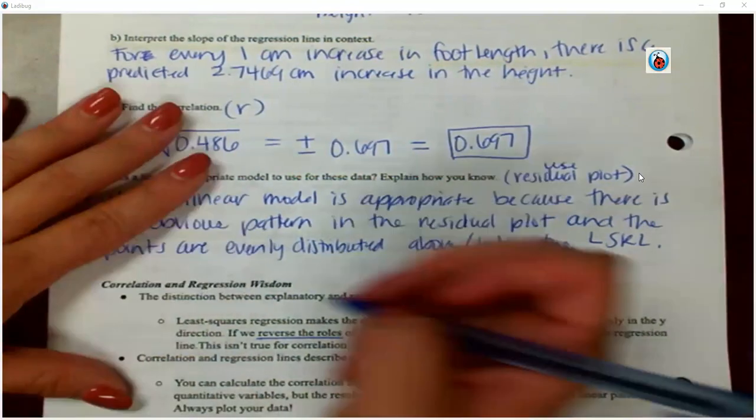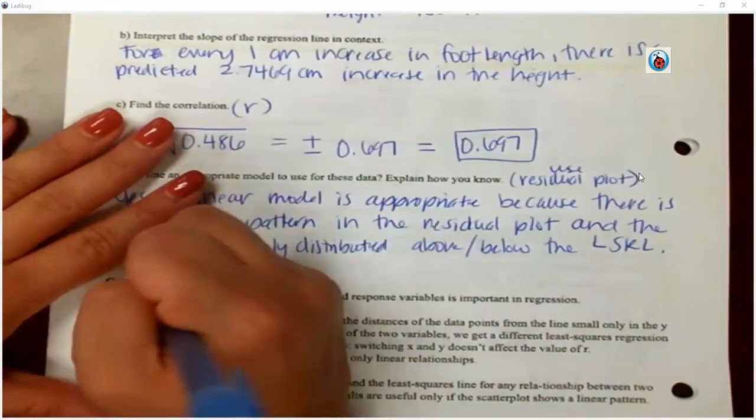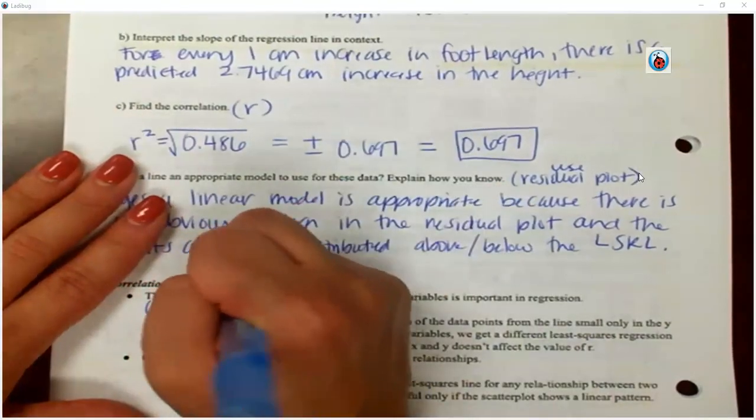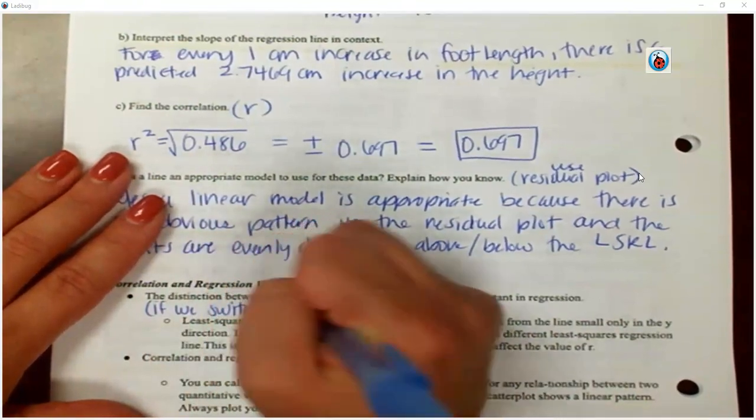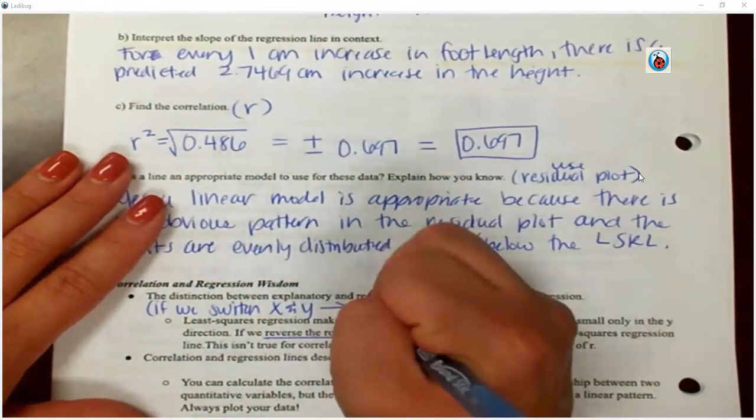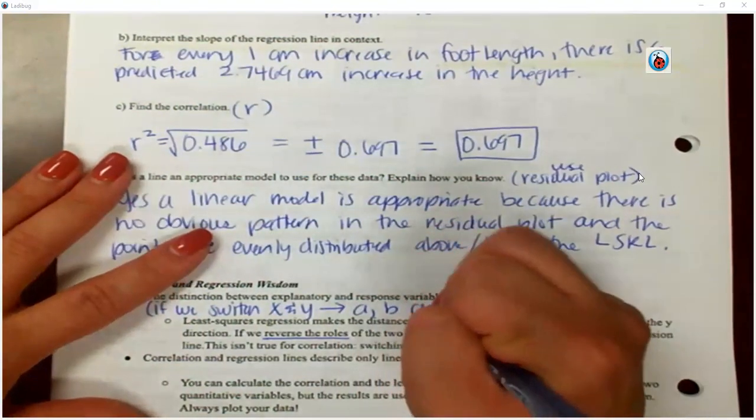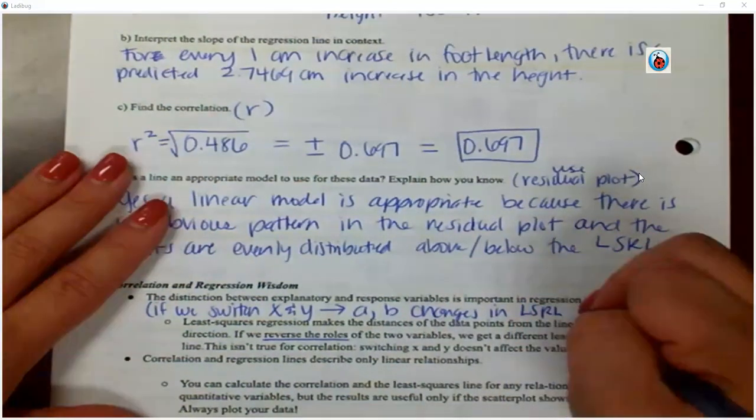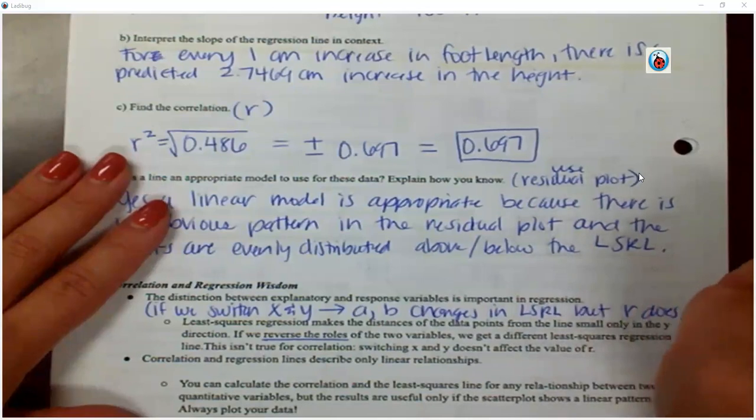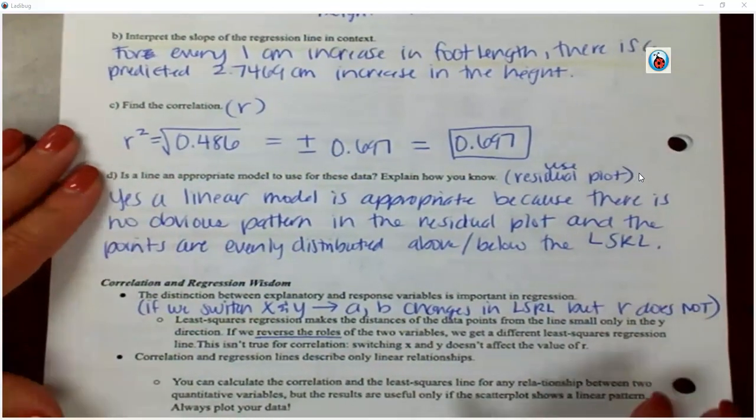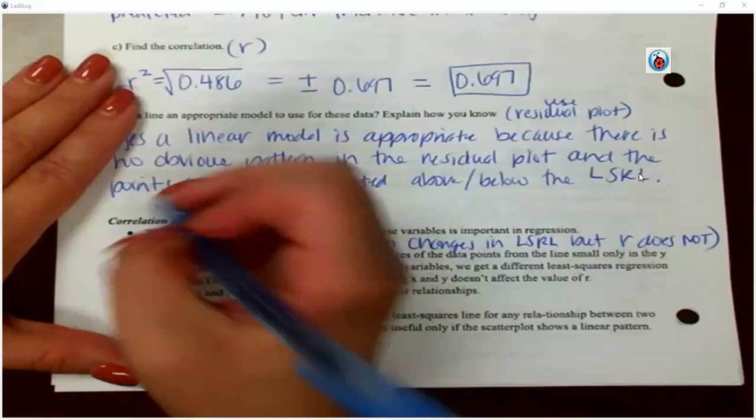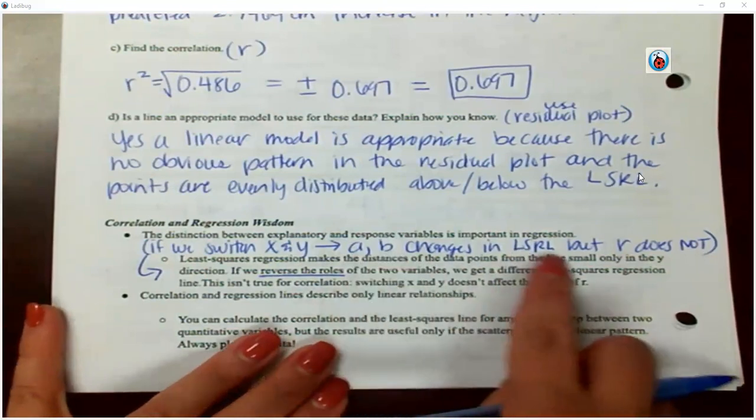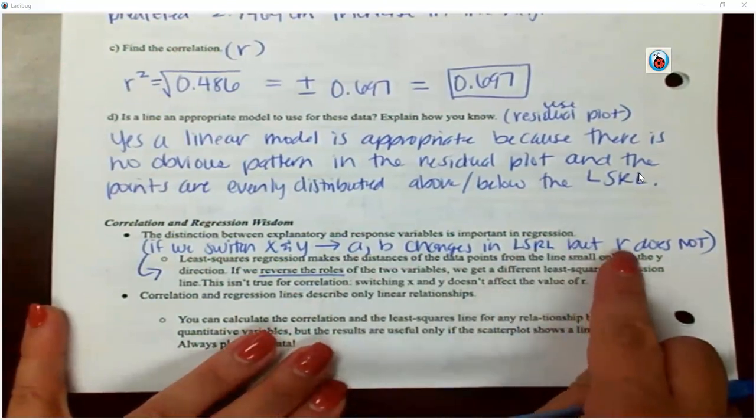Okay. So I'm just going to sum up what this says. If we switch x and y, your A and your B change in the LSRL, but R does not. Okay, that is basically what this first bullet here is saying. If we switch the x and the y values, your slope and your y-intercept are going to change for the least square regression line. However, your R value is not.